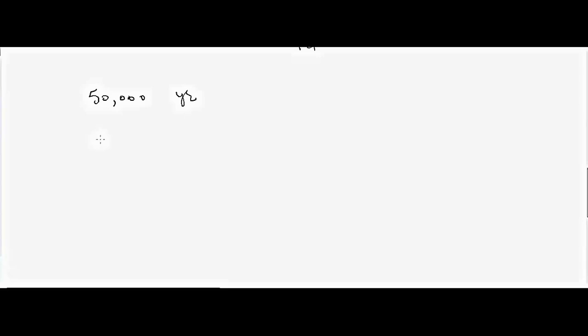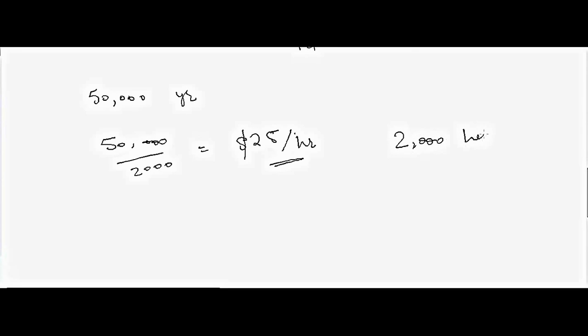The rule is very simple. All you need to do is divide it by 2000. So if you divide 50,000 by 2000, that will give you $25 per hour. That will be your hourly salary. And how did I come up with this number? Because approximately there are 2000 hours per year.